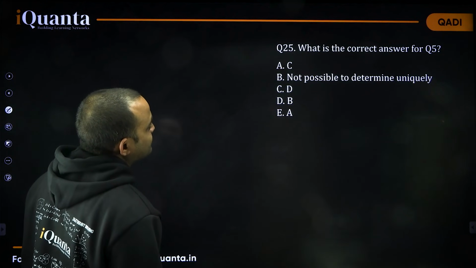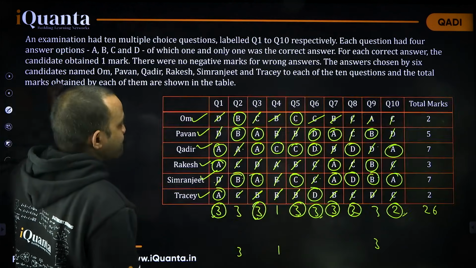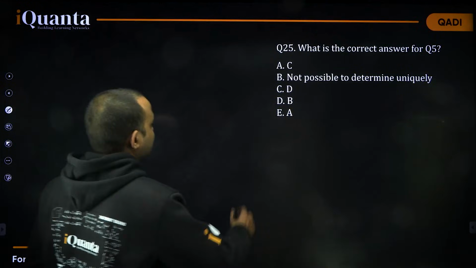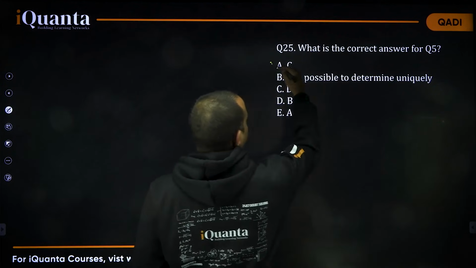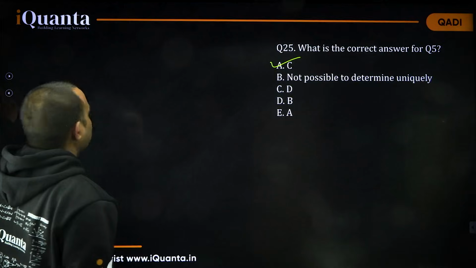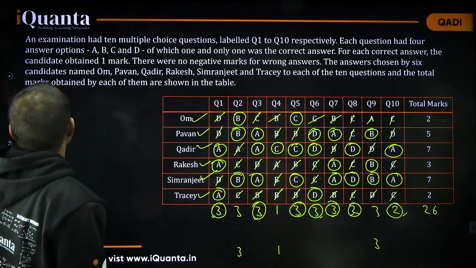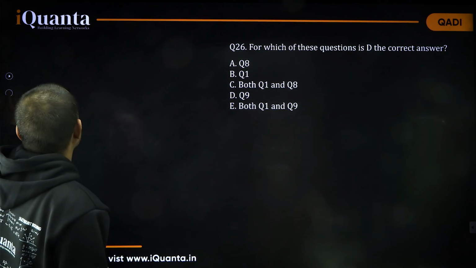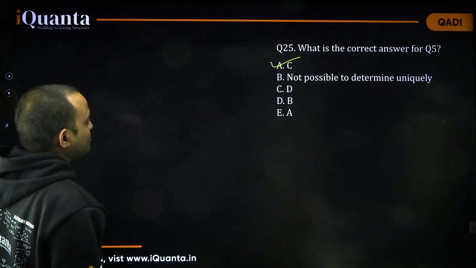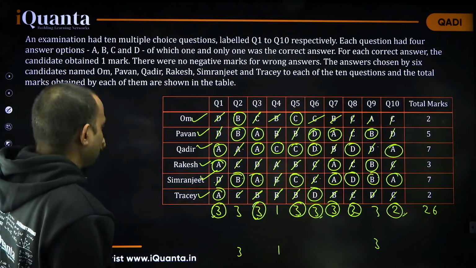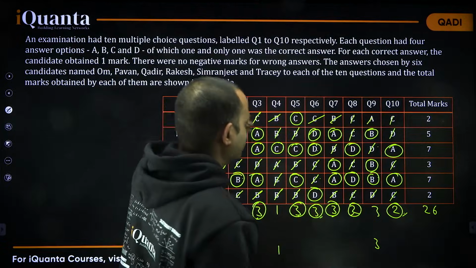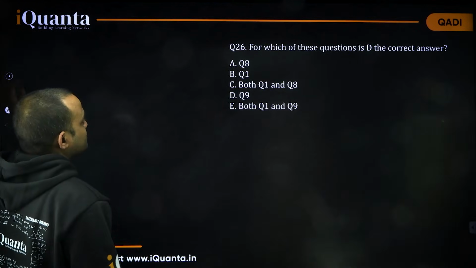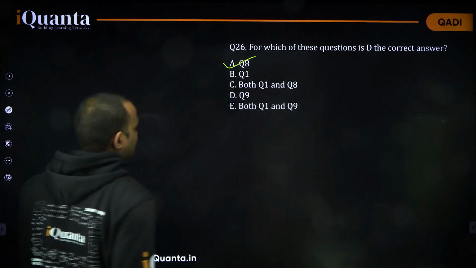What is the correct answer for question number 5? Correct answer is option C. Then, for which of these questions is D the correct answer? Question 1 or 8 or 9? 1 not D, 8 D, question number 9 not D. Question number 8, answer is option A.